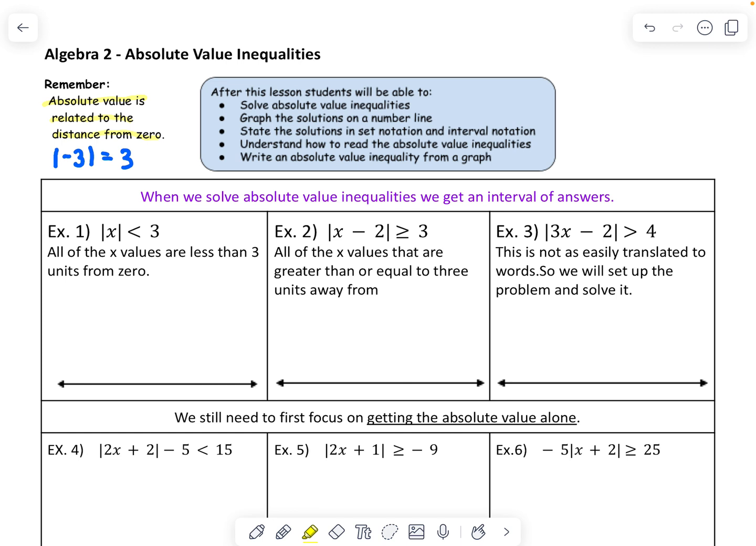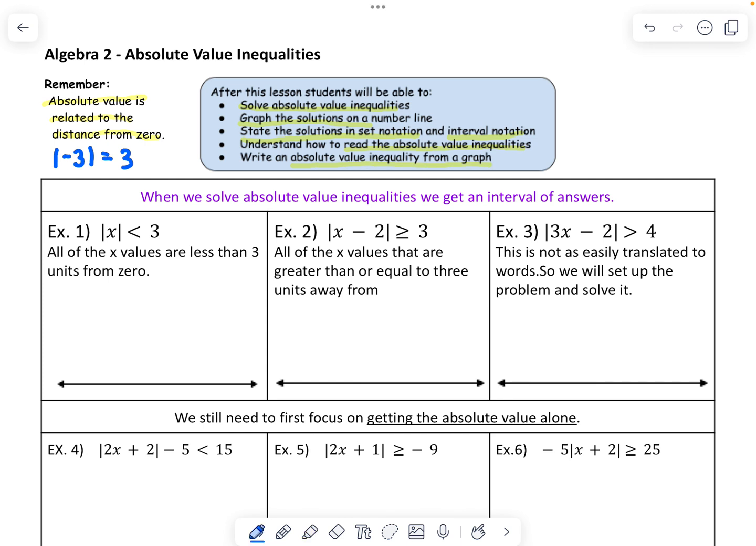Today we're going to make sure that you can solve absolute value inequalities, graph the solutions, state the solutions in set notation and interval notation, understand how to read an absolute value inequality, and write an absolute value inequality from a graph. So, we've got a lot to do.